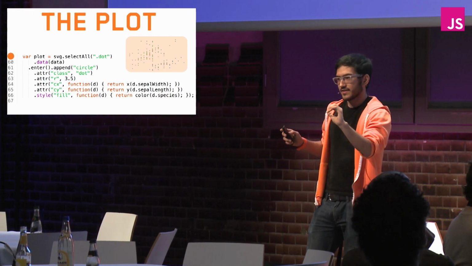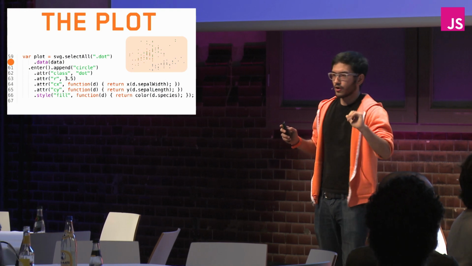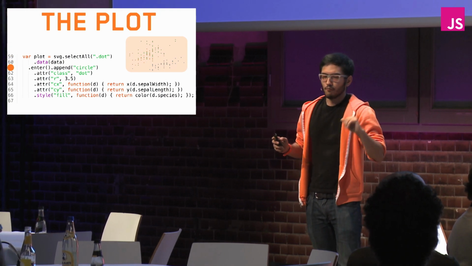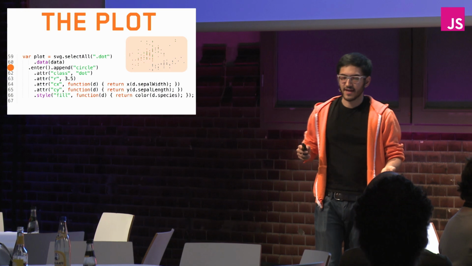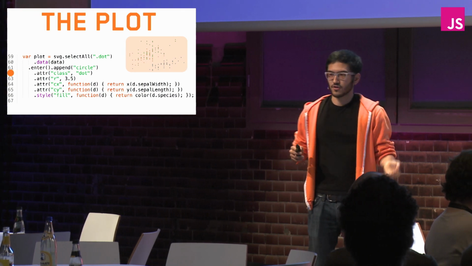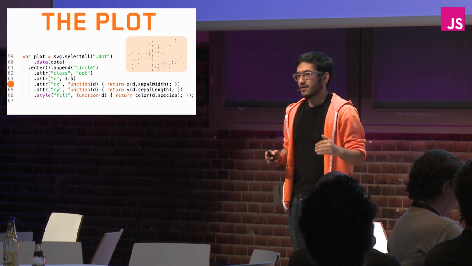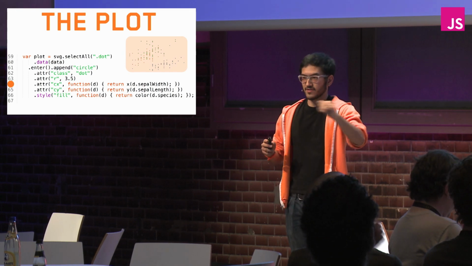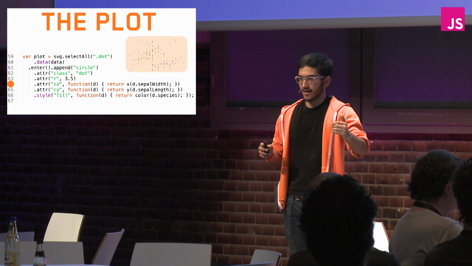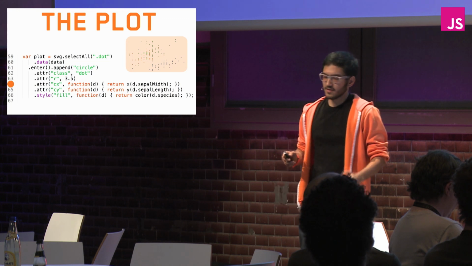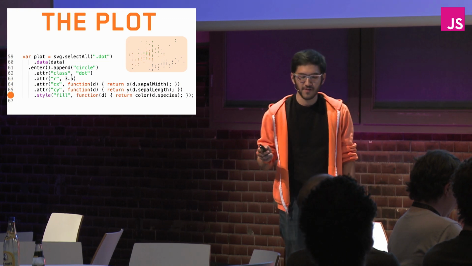First, we're going to select a part of the SVG. We're going to put our data into it. We're going to create a circle for every piece of data. Then we're going to give each circle a class. We're going to set a radius. And for the x position, we're going to use a property of the data and the x scale to determine where it goes. And we do a similar thing with y and with fill.